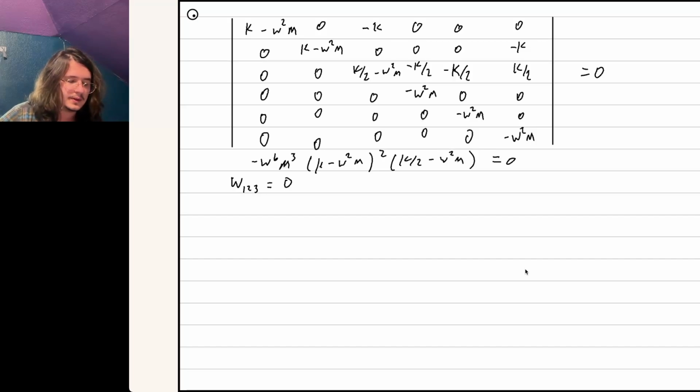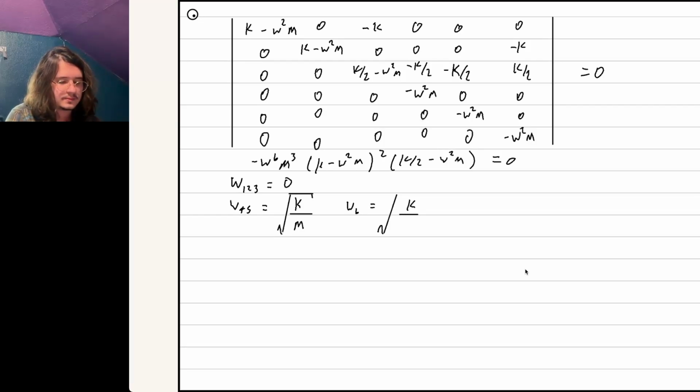Then the other 2, well, 4 or 5, a couple of them are just root k over m. Right? And then the last one is root k over 2m. So 2 different resonant frequencies after all in terms of vibrational modes, and then a couple 0 ones. Long problem.